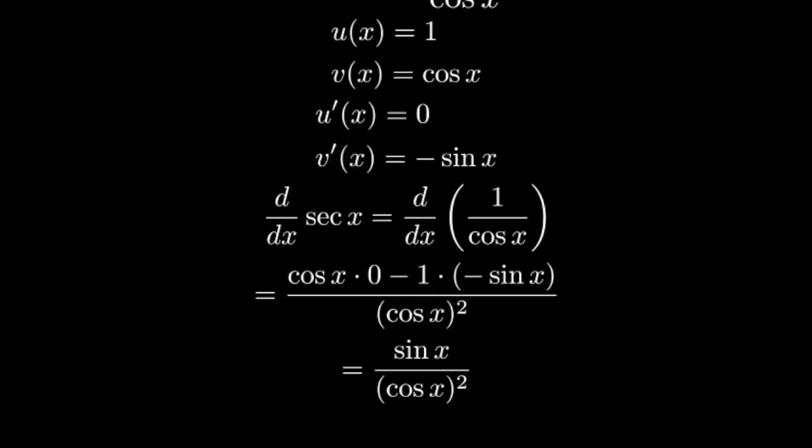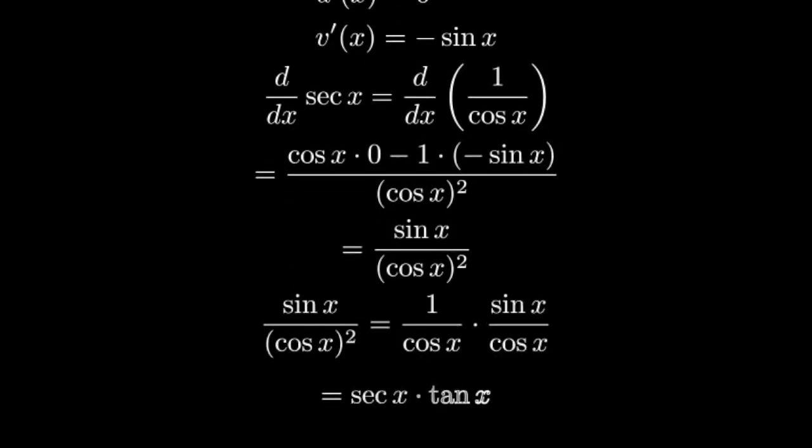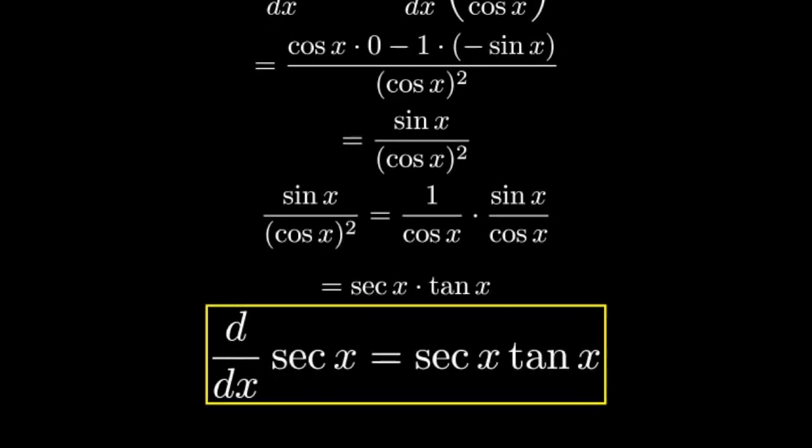Let's simplify this result. Notice that sine x over cosine squared x can be rewritten as secant x times tangent x. Therefore, the derivative of secant x equals secant x times tangent x.